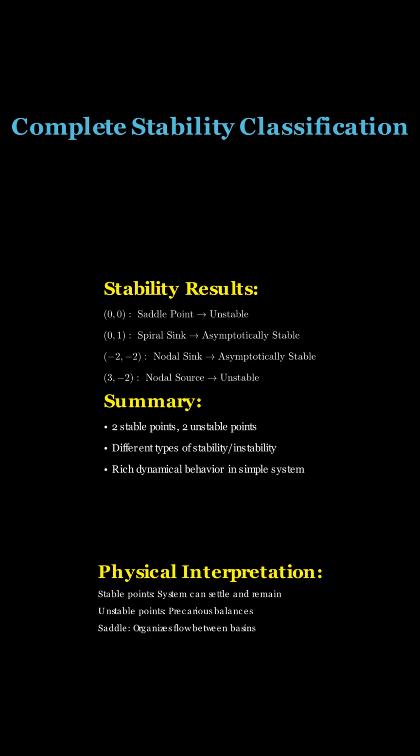From a mathematical perspective, this system demonstrates how nonlinear systems can have multiple equilibrium points with different stability properties. The coexistence of points with complex and real eigenvalues shows the richness of possible behaviors in even relatively simple nonlinear systems. Systems like this appear in various applications including population dynamics, chemical reactions, and mechanical systems. Understanding the stability properties helps predict long-term behavior and design control strategies.